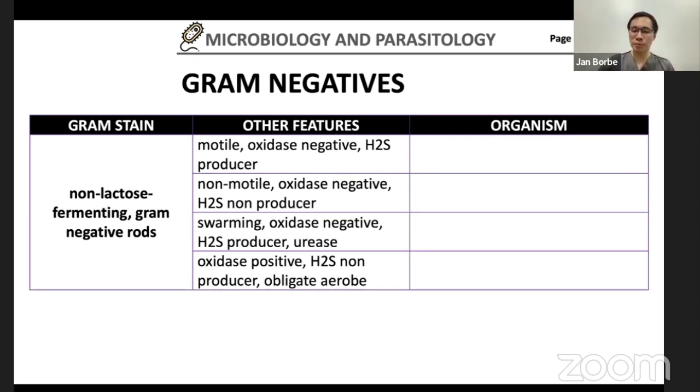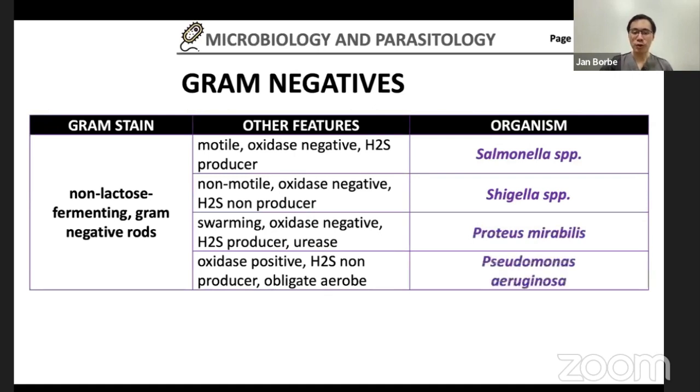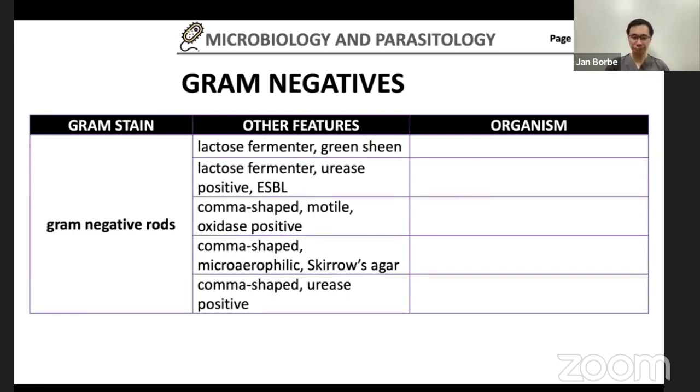H2S producer, that's Salmonella. Non-H2S producer, Shigella. Do remember those key defining features. We said Shigella is lazy: non-motile, oxidase negative, non-H2S producer, and does not utilize certain sugars. Swarming, we know right away, Proteus. How about this one? A non-fermenter that is oxidase positive this time, think of Pseudomonas.